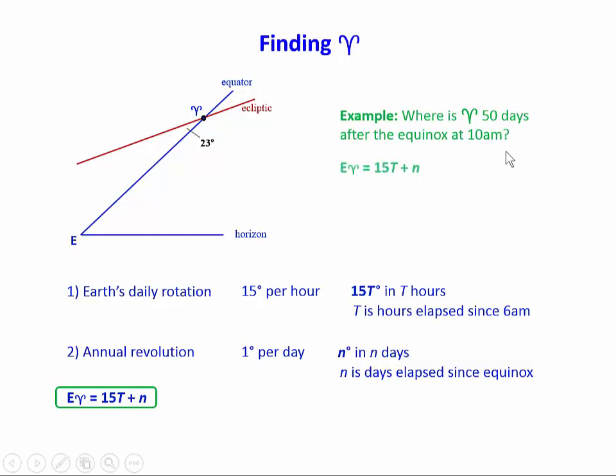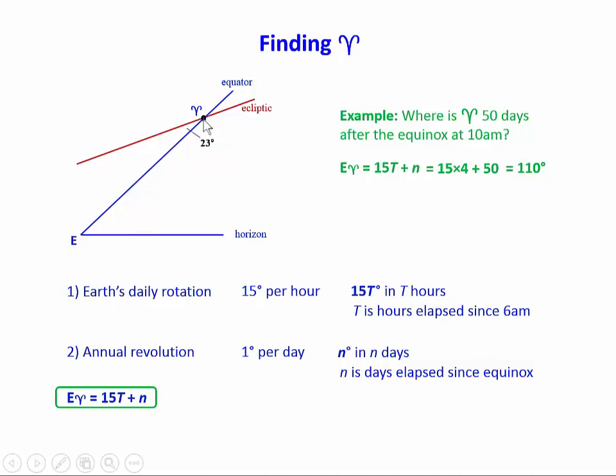Well, there's our formula. T is the number of hours since 6 a.m., so that's 4 because this is at 10 a.m. And n is the days elapsed since the equinox, which we're told is 50. So we need 15 times 4 plus 50, which is 110. So that means that the angle from E to Aries is 110 degrees.